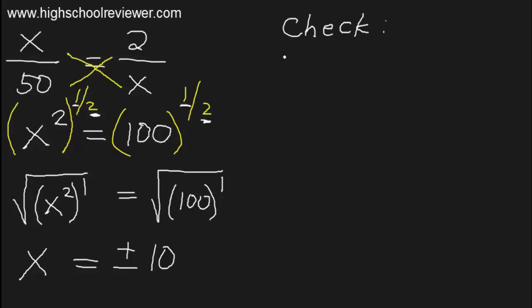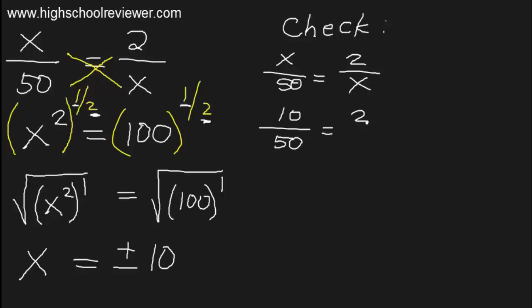So our equation will be x all over 50 equals 2 over x. Let us first use positive 10. So 10 divided by 50, and this will be 2 divided by 10. So 10 divided by 50, that will be 1 all over 5. And this will be 1 over 5. So our x, which is positive 10, is correct.